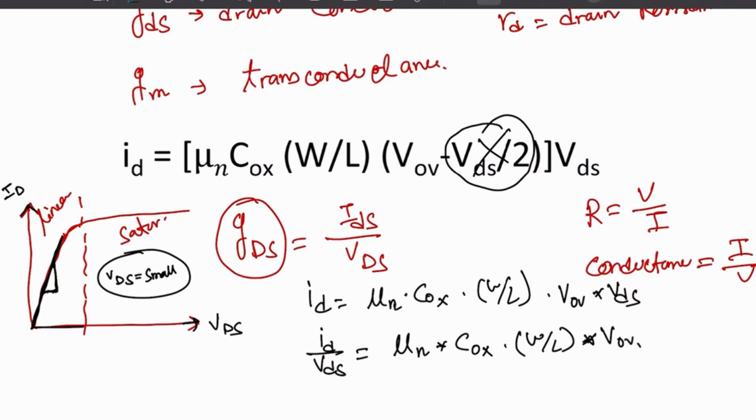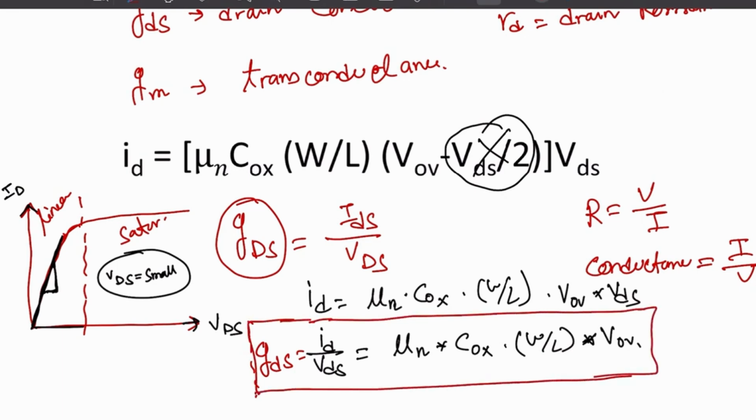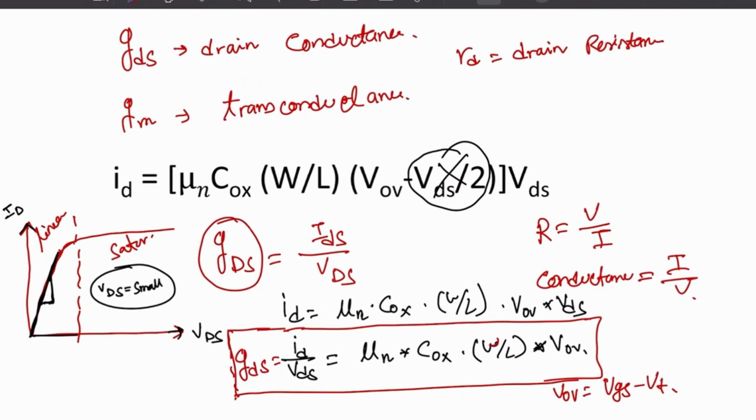So we can write this as GDS. This is the equation of the drain conductance GDS, equal to ID by VDS, equal to mu n multiplied by COX, the oxide capacitance, multiplied by W, the width of the channel, divided by L, the length of the channel, multiplied by VOV, the overdrive voltage, where VOV is equal to VGS minus VT. So this is the value of the drain conductance. If this is the drain conductance, then what will be the value of RD? I write it down here: RD is the drain resistance, right?